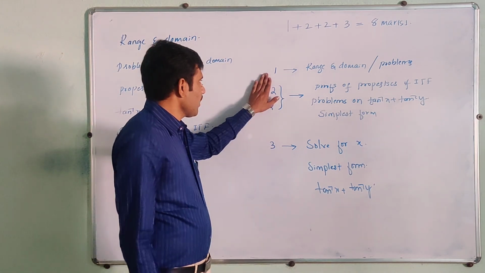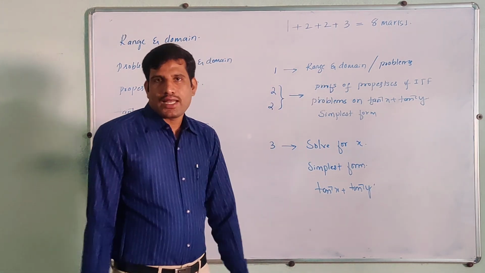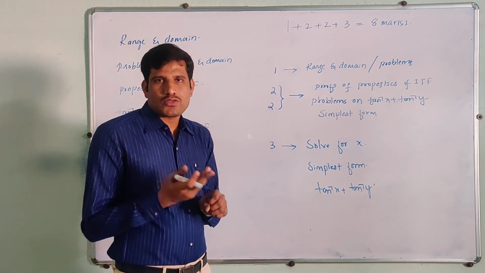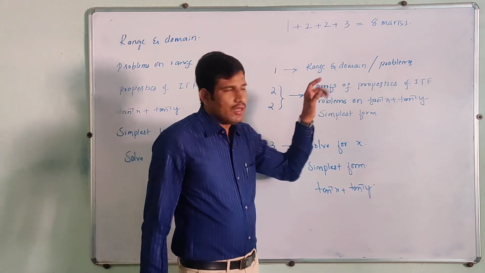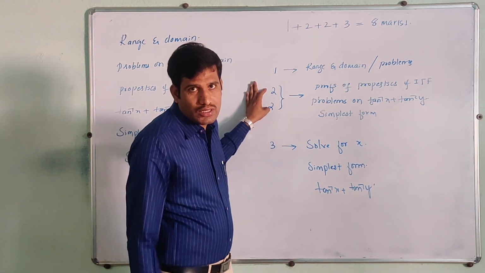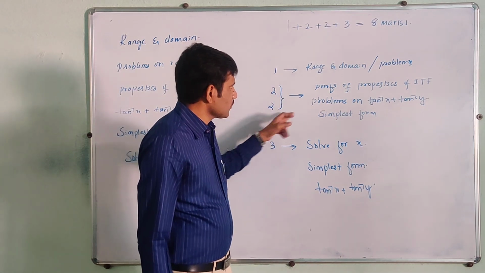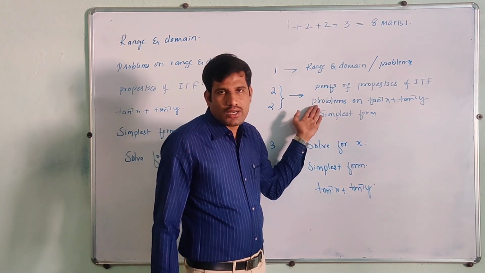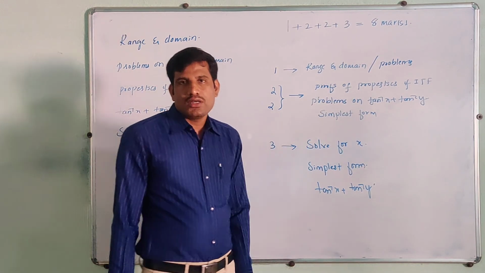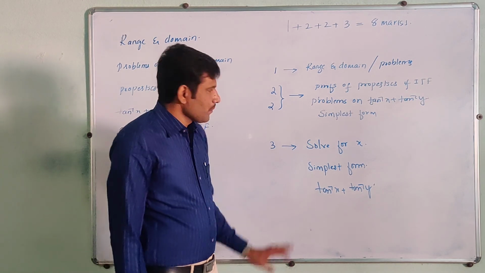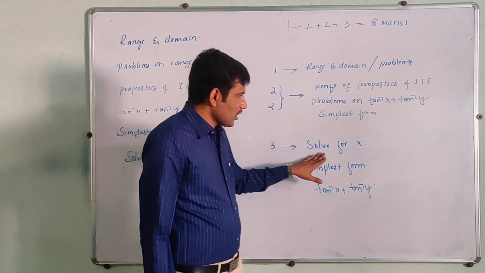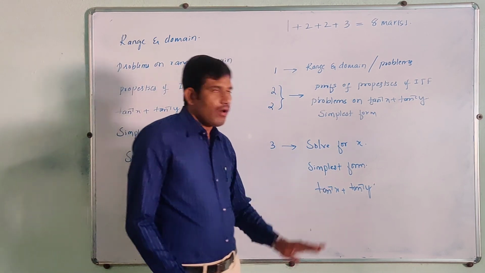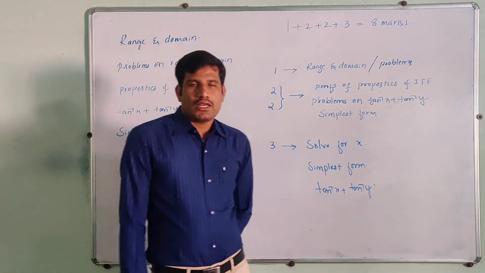So for 1 mark, you have to prepare the range and domain table. They may ask on the table only, or they may ask problems on range and domain. And there are 2 mark questions, for which you have to prepare the proofs of all properties, then problems on tan inverse x plus tan inverse y or simplest form. And even for 3 marks, there may be a problem on solve for x, or simplest form, or tan inverse x plus tan inverse y.